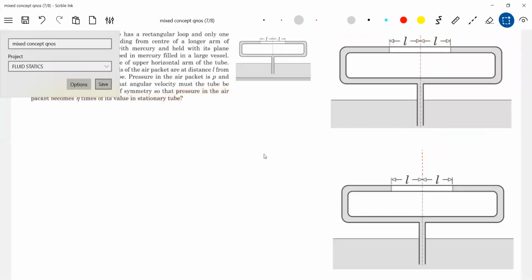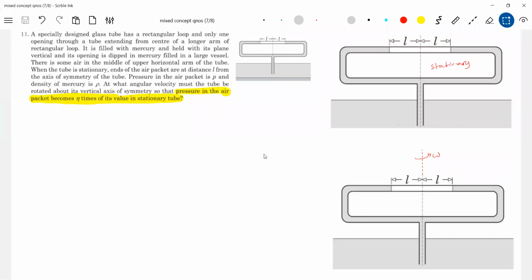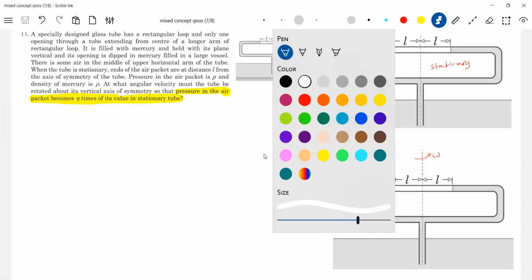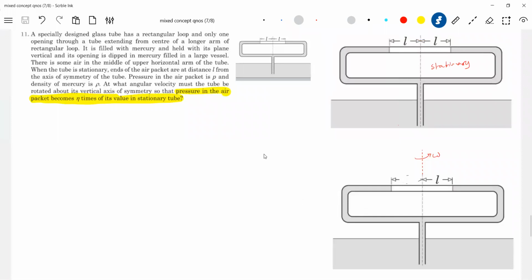Let me save it, again we get deleted. So I'll erase this L. What will happen here now? There is some air in the middle. When the tube is stretched, the ends of the air packet are a distance L from the tube. Pressure in the air packet is P and the density of milk is given. At what angular velocity must the tube be rotated about its vertical axis of symmetry so that the pressure in the air packet becomes eta times its value? I think it'll become some other value. Whether it expands or contracts, I don't know.